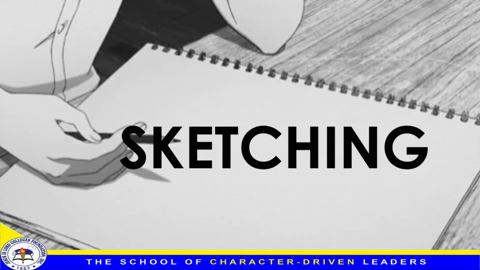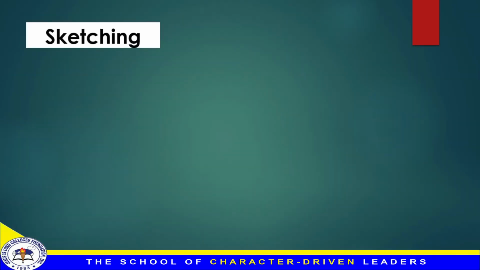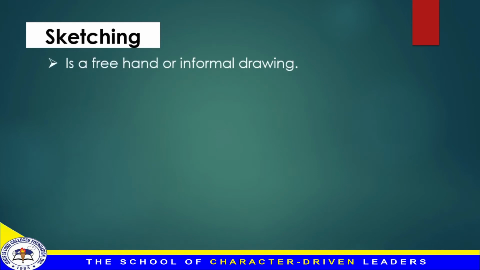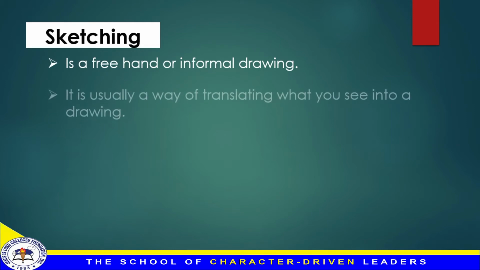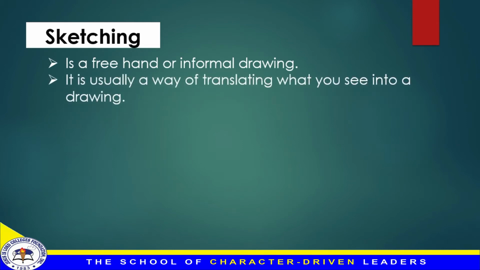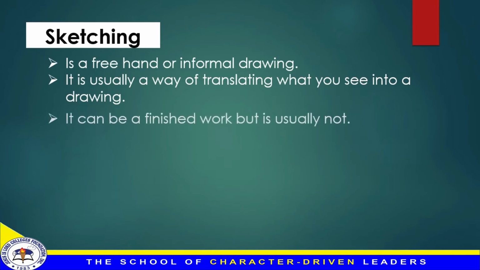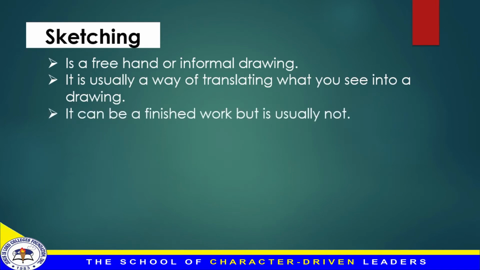So for our first question, what is sketching? Okay, sketching is a freehand or informal drawing. Second, it is usually a way of translating what you see into a drawing. Usually, the subject of a sketch is the natural sceneries like trees, plants, mountains, valleys, rivers, and of course, the sky as the background. Next, it can also be a finished work but is usually not because sketches are made to guide the artist for painting or other work of art that they want.